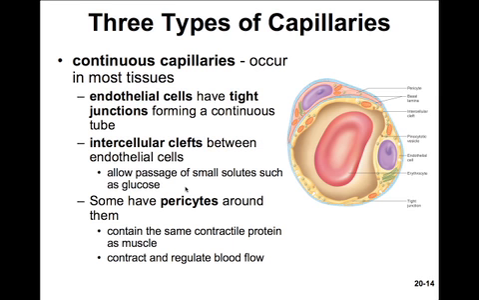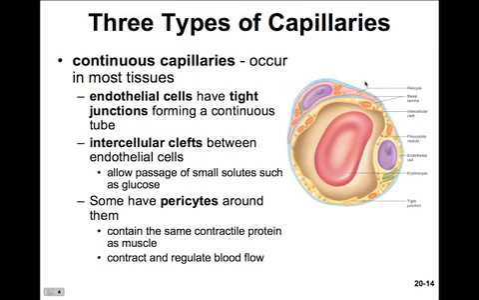There are 3 types of capillaries that we'll look at here. First of all, continuous capillaries. These are the capillaries that occur in most tissues. Their endothelial cells have tight junctions forming a continuous tube here. The intercellular clefts between the endothelial cells allow passage of small solutes such as glucose. You can see some of the intercellular clefts right here.